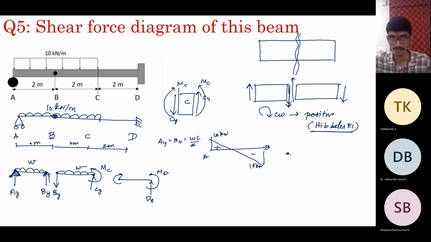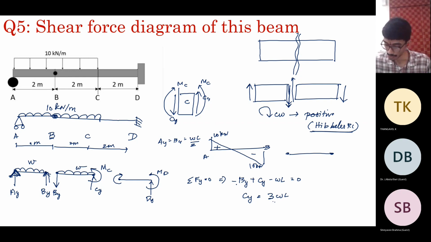Now look at the next segment, BC. Here you have a moment Mc. We don't know how much the moment is. How do we determine it? Again, use the equations of equilibrium. If you enforce sigma Fy equal to 0, you will get By plus Cy minus WL equal to 0. We found By already as WL by 2, so you get Cy as 3WL by 2, which is nothing but 30 kilonewtons.